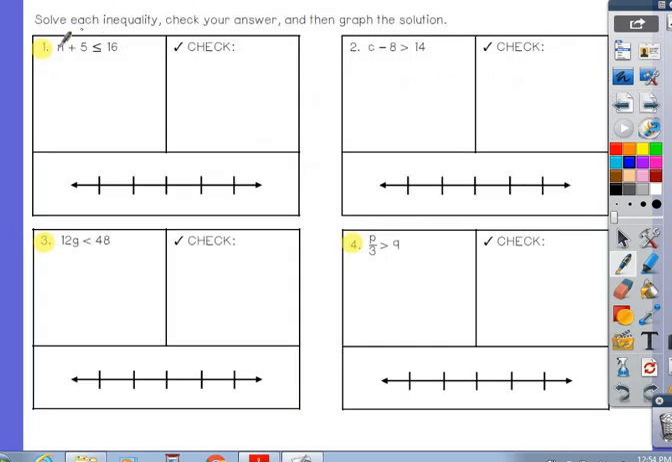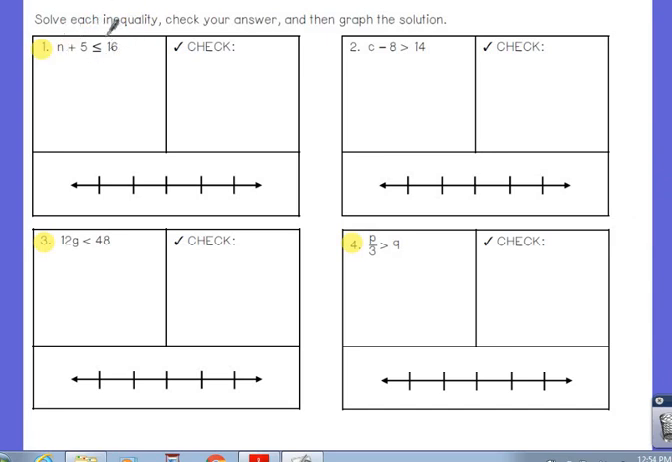Okay, do we agree? We have seen a problem that looks similar to this before. Yes. It just had an equal sign instead. And I see a plus 5, so to solve this I would have to subtract 5. Sorry, my following YouTubers. We would subtract 5. Before, we used to bring down the equal sign. Now we're bringing down the inequality sign.